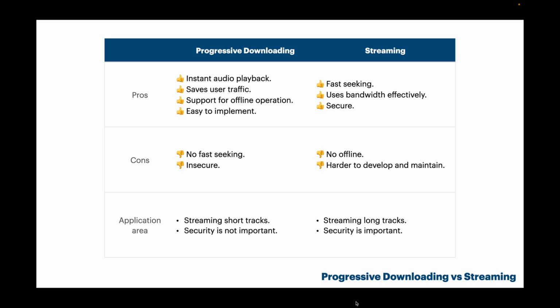Progressive loading is used for short tracks, where fast-seeking features and security are not crucial. From the other side, streaming offers fast-seeking, efficient bandwidth utilization, and enhanced security. However, it's not useful when users don't have an internet connection, as it doesn't store files on the device. It also requires more complex development and maintenance. Streaming is ideal for longer tracks that require fast-seeking features and security.